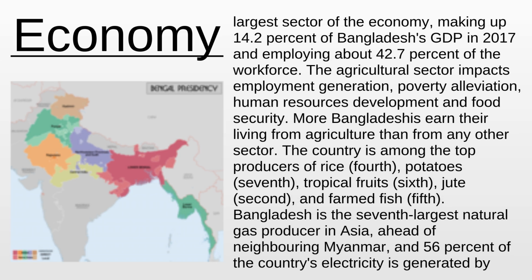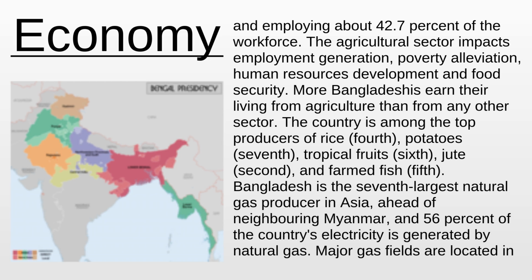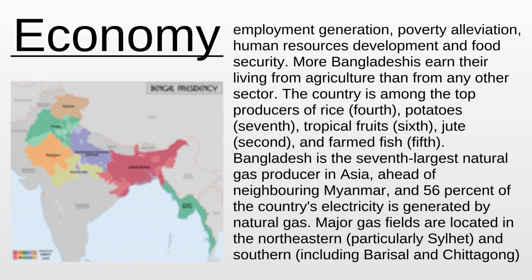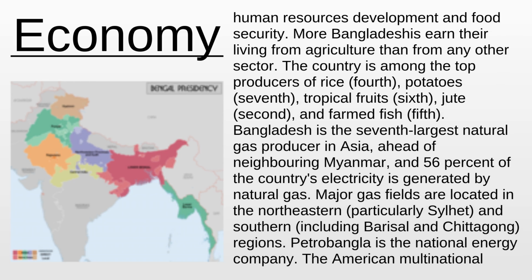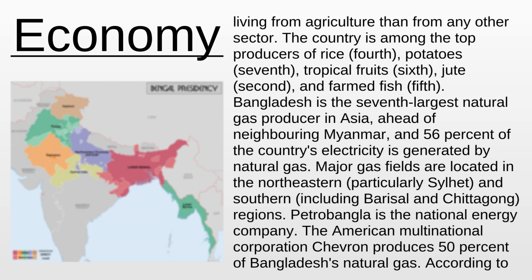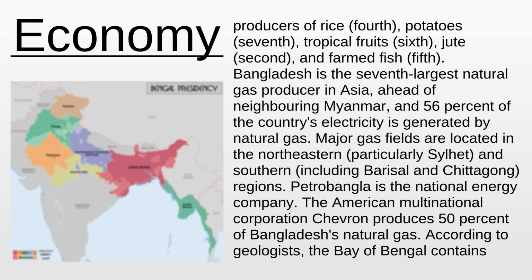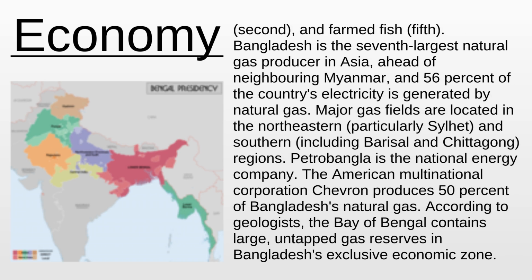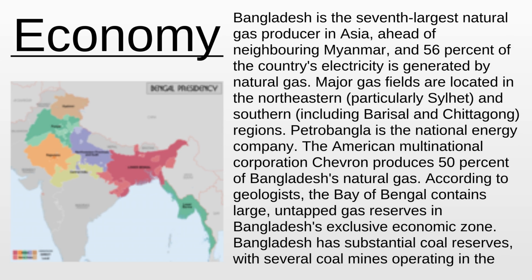Agriculture is the largest sector of the economy, making up 14.2% of Bangladesh's GDP in 2017 and employing about 42.7% of the workforce. The agricultural sector impacts employment generation, poverty alleviation, human resources development and food security. More Bangladeshis earn their living from agriculture than from any other sector. The country is among the top producers of rice, 4th, potatoes, 7th, tropical fruits, 6th, jute, 2nd, and farmed fish, 5th.